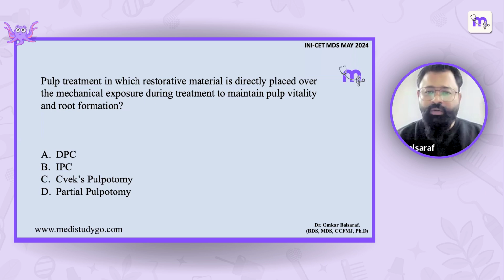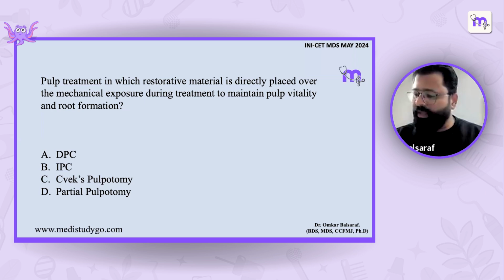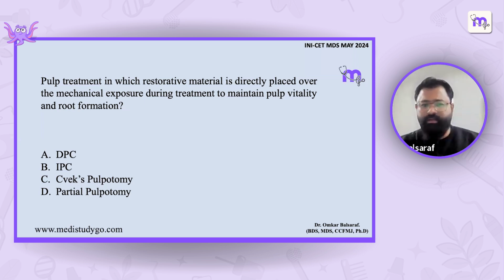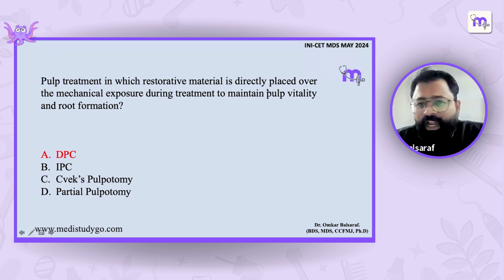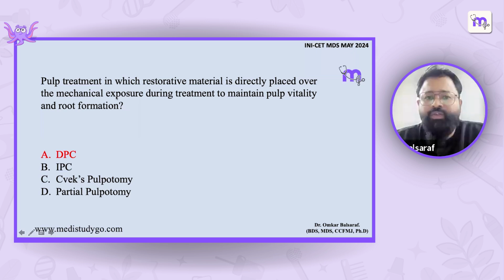Okay, so coming to the answer, it is either A or B. Okay, so the answer is rightly guessed by you guys. It is A. Okay, it is direct pulp capping. Please stay focused on the question. As I told you, mechanical exposure is what needs to be highlighted in this particular thing. Okay, so mechanical exposure. Also, they are saying that it is directly placed over the mechanical exposure. So anything that is being placed directly over the mechanically exposed pulp is about direct pulp capping.